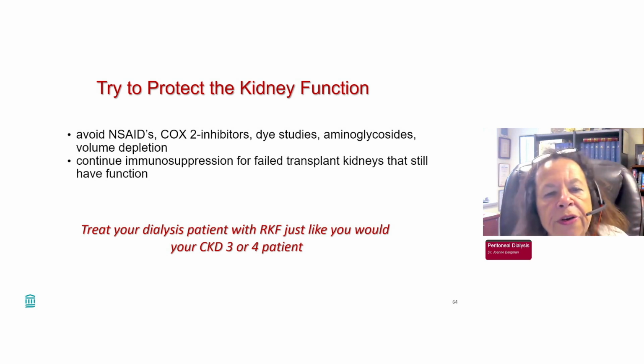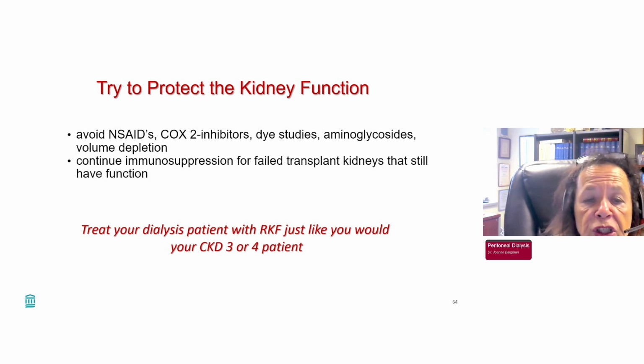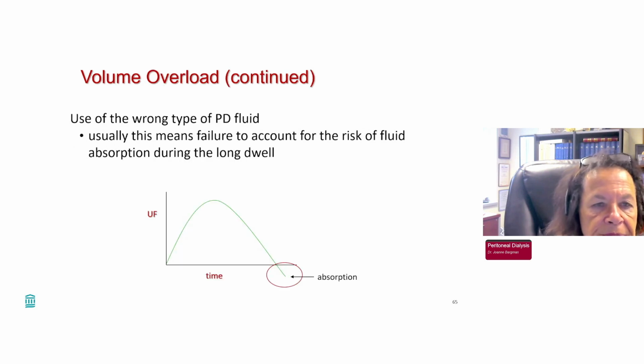We also continue immunosuppression in patients who have, quote unquote, failed transplant kidneys, because even if they can chalk along with 5 mils per minute of transplant kidney function, that is a lot and can really ease the burden of the dose of peritoneal dialysis. And the burden of therapy is really important.